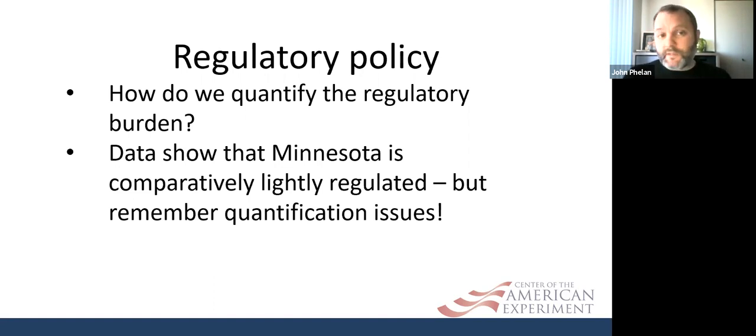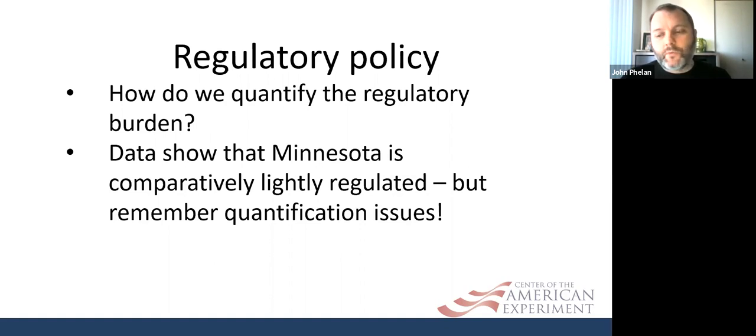Now, there is currently a program at the Mercatus Center at George Mason University, which is attempting to quantify regulations at the state level and the regulatory burden. And I am enormously grateful to the folks there for doing this and for attempting it. But I do have some issues with their methodology.